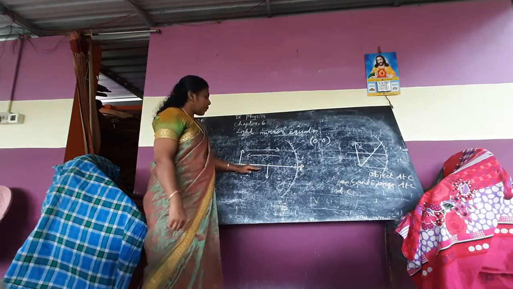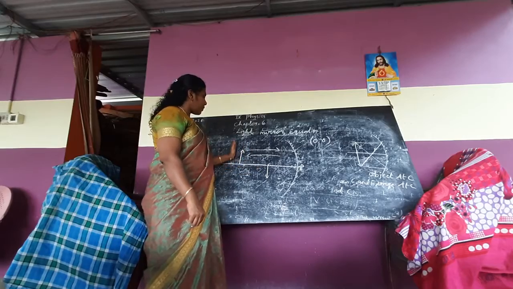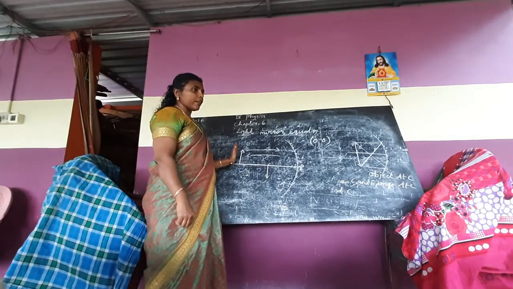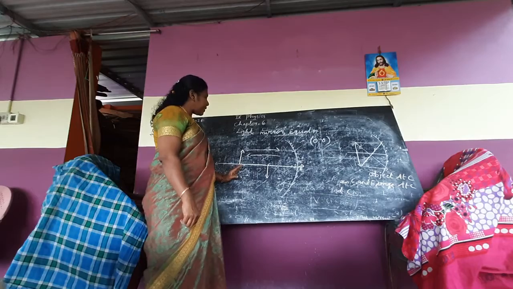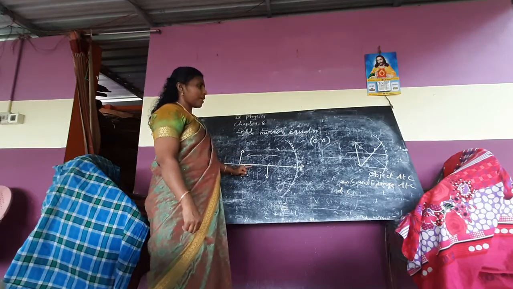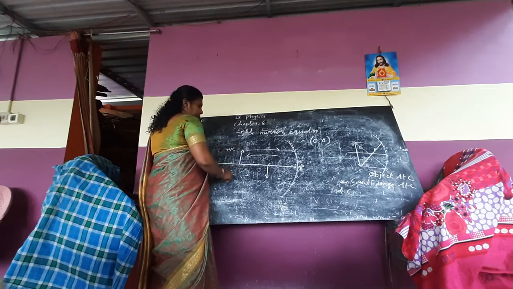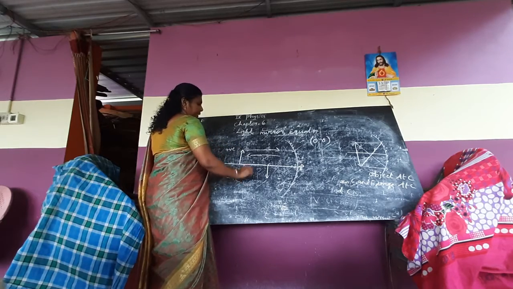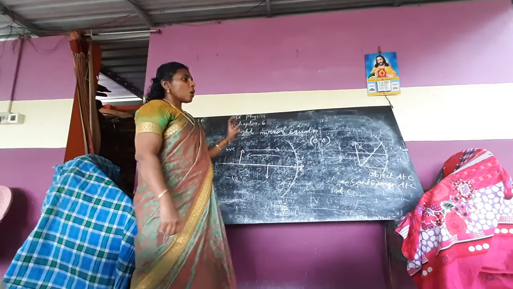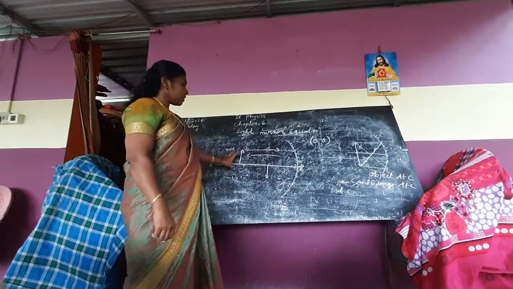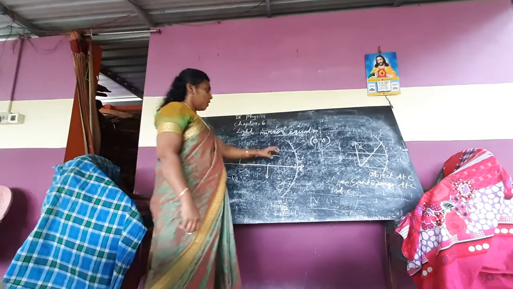Now, this is the principal axis, and this is perpendicular, you all know. The distance perpendicular to the principal axis above the principal axis is taken as positive, and the perpendicular distance below the principal axis is taken as negative. So these are the Cartesian sign conventions.